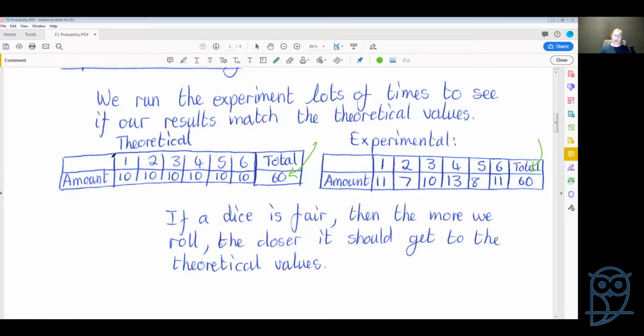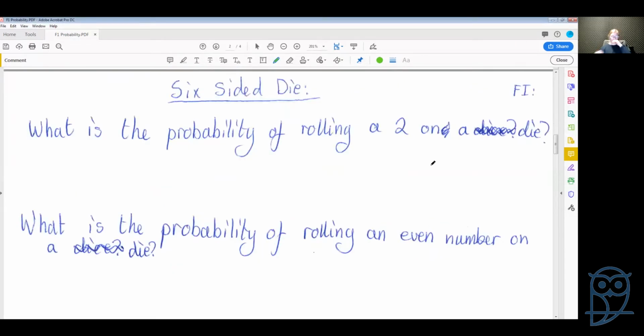But here we go. Let us continue. So that is the difference between theoretical and experimental probabilities. Now we get to continue on with a bit of actual statistics.